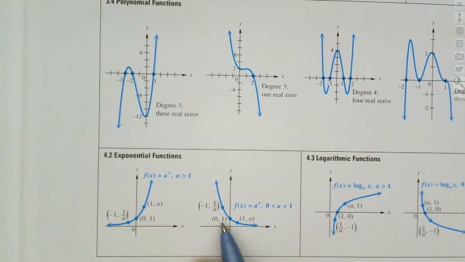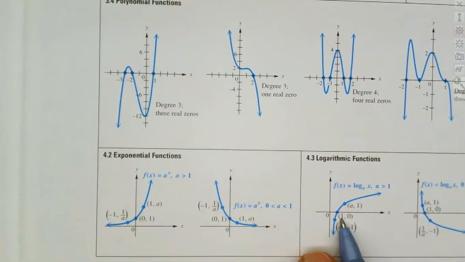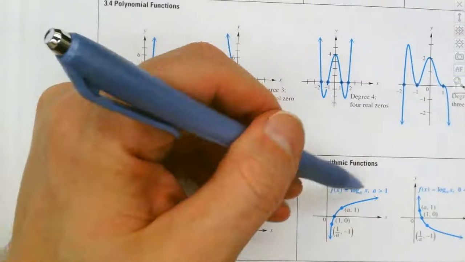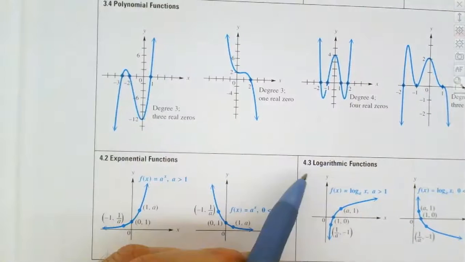So the x and the y get flipped. So for the exponential, we use 0, 1. For the logarithms, we use 1, 0. Because x becomes y and y becomes x. Because these are inverses of each other. If I draw them, they're going to be flipped over from each other.